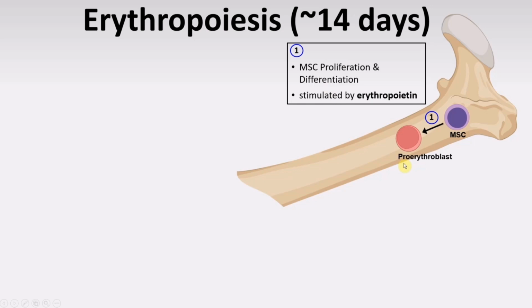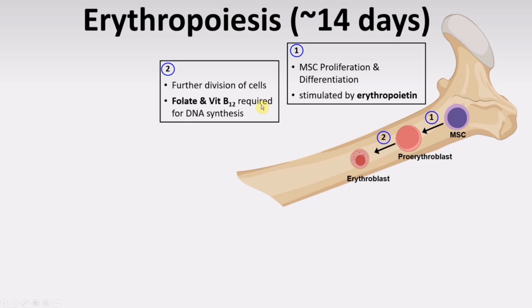After the pro-erythroblast is formed, it starts to divide further into many erythroblasts. Now this further division of your pro-erythroblasts requires DNA synthesis, and that's when folate and vitamin B12 are required. In other words, for those who are practicing a poor diet, for example, and there's deficiency in folate and vitamin B12, DNA synthesis will be affected and the process of erythropoiesis will be affected as well. And this is something that we will be discussing later on when we talk about the different causes of anemia.